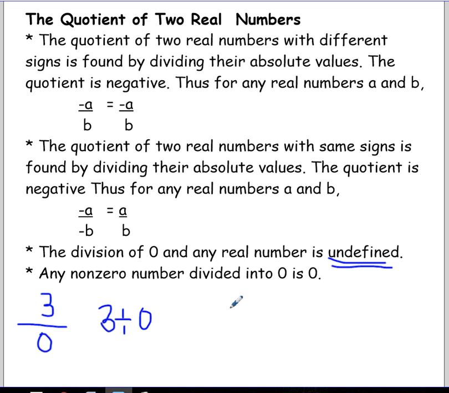However, if 0 is in the top, so 0 divided by 3, or written 0 divided by 3 this way, I have nothing to share. And so then our answer this way is 0.